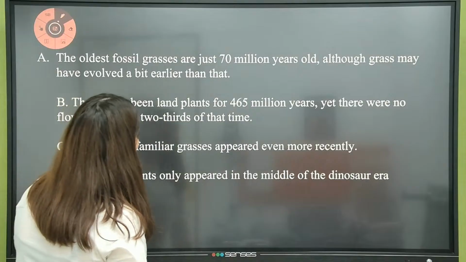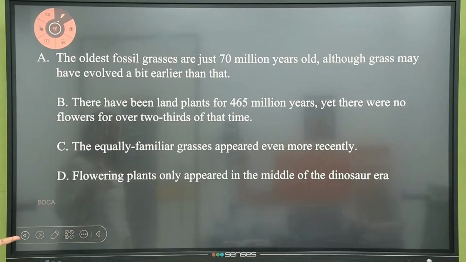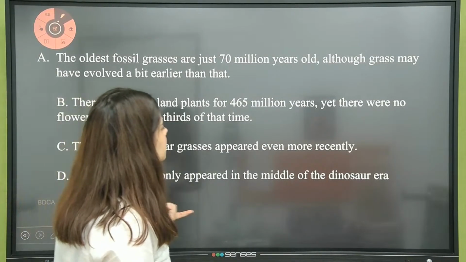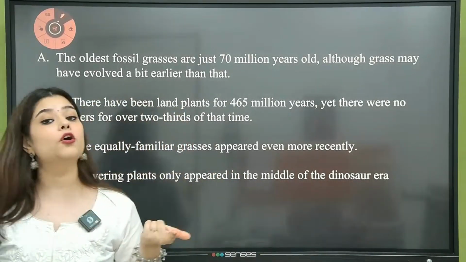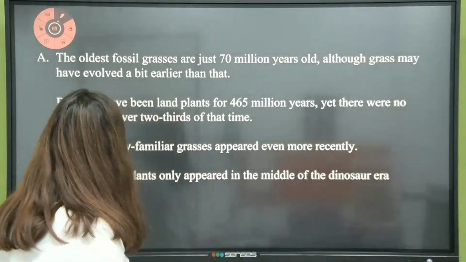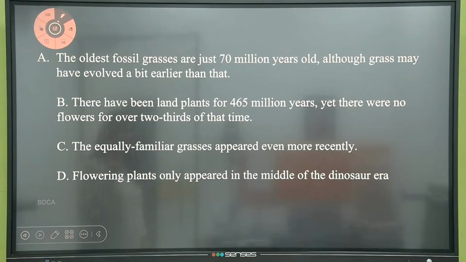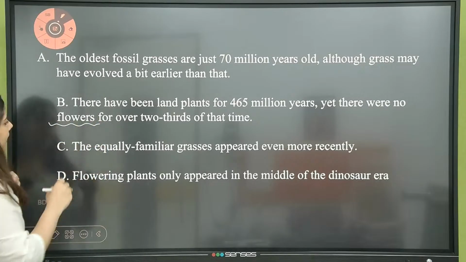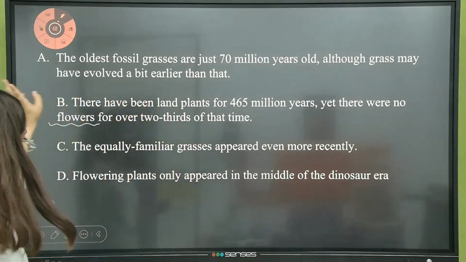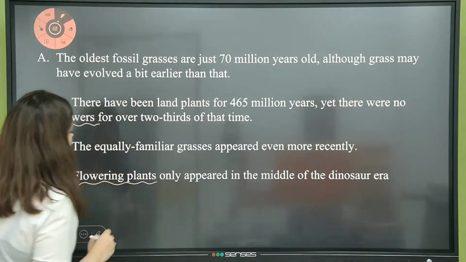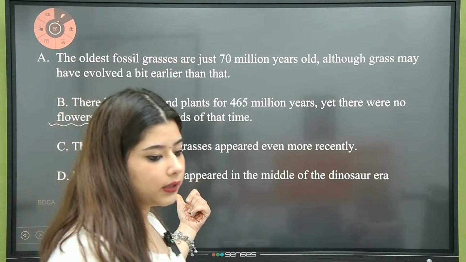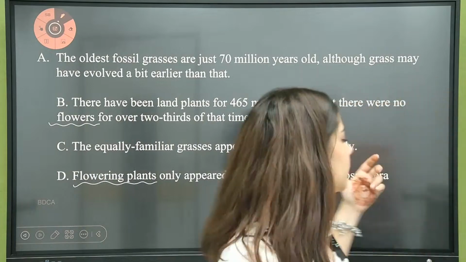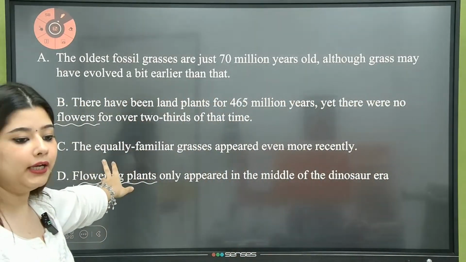There have been land plants for 465 million years, yet there were no flowers for over 2/3 of that time. Again, this could also be a good introductory statement. Next, the equally familiar grasses appeared even more recently. Last, flowering plants only appeared in the middle of the dinosaur era. So now we've talked about flowers in the second statement, and continuation of that has been talked about in the last statement, which is statement D.